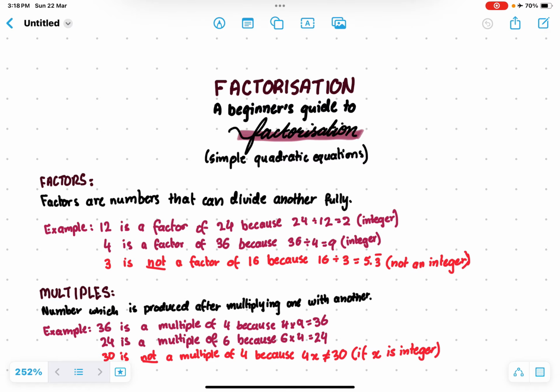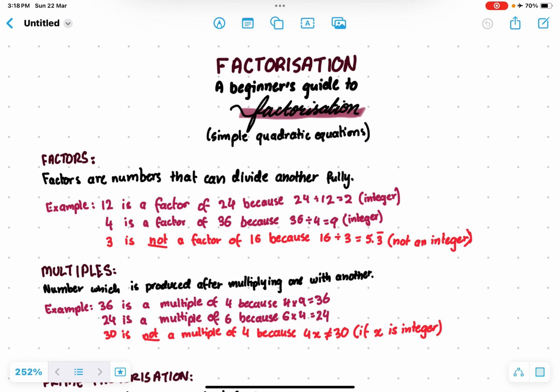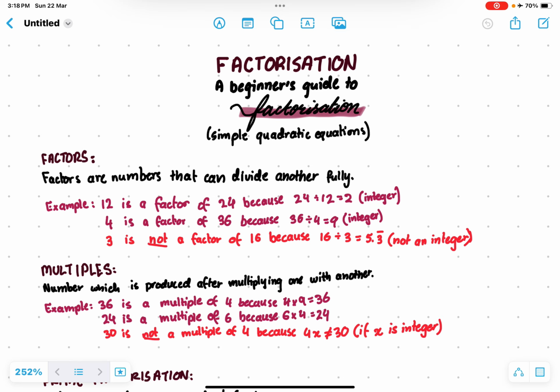In today's video, we're going to be looking at factorization. Now, this is going to be a series of videos, and I'm going to make this as short as possible. Hopefully, it's going to be under an hour to watch the whole playlist. I will be linking the next videos in the description box below, so stay tuned for that.